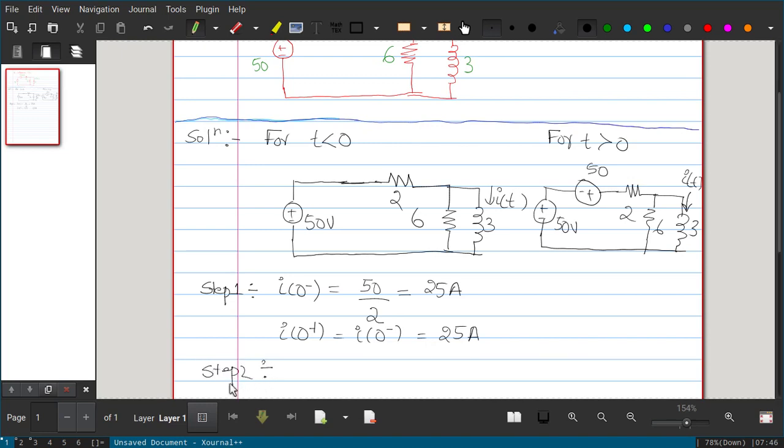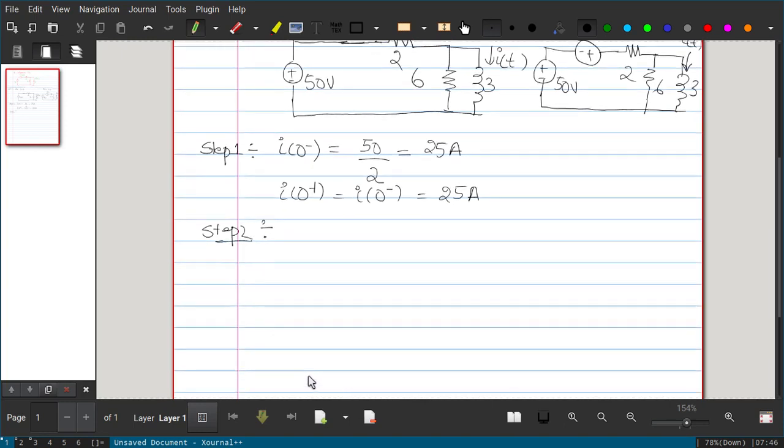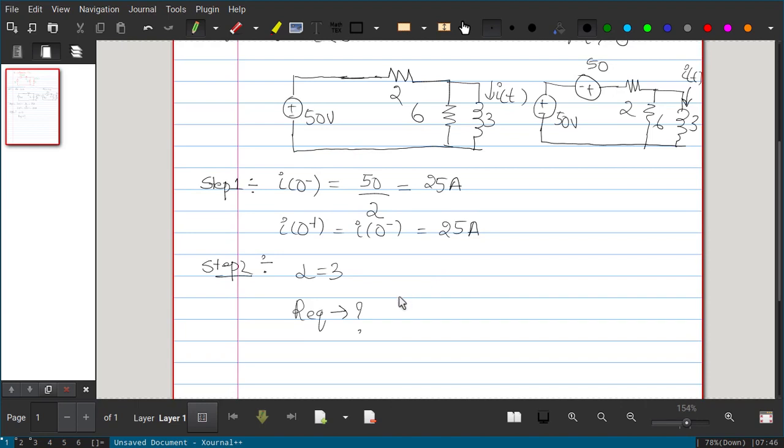Step 2, we have to find tau. For that, we know L directly, that is 3, but R equivalent we have to find. So what is R equivalent? This is for t greater than or equal to 0. So after t equals 0, that is when we have to find tau, the time constant. Okay, so how to find that? What do we mean by R equivalent? R equivalent is the equivalent resistance seen by the inductor.